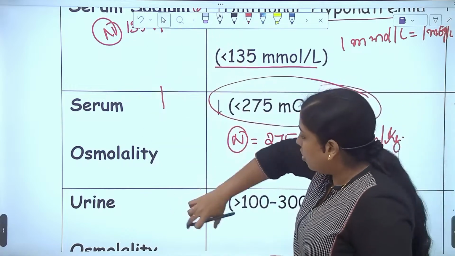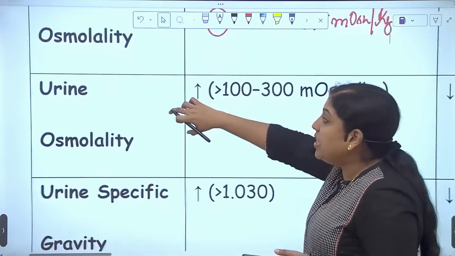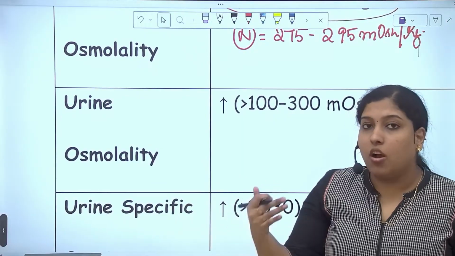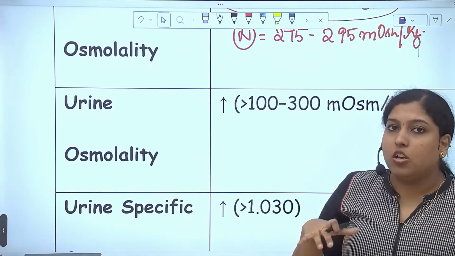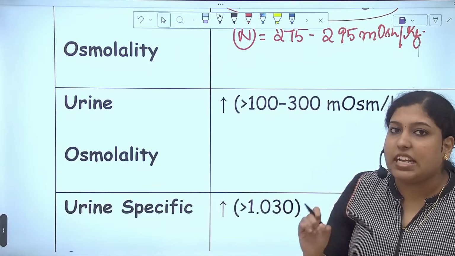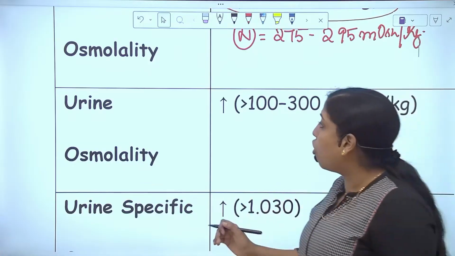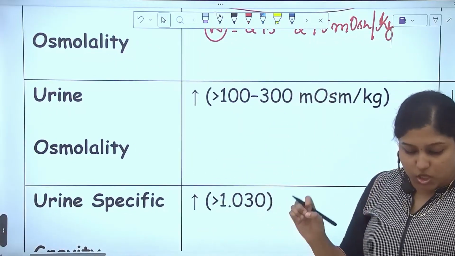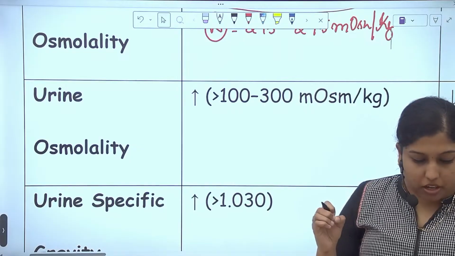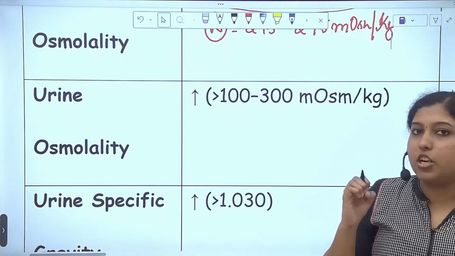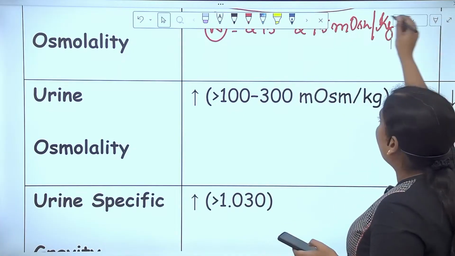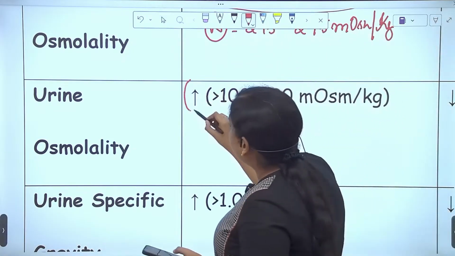Coming back to the urine osmolality, as we discussed, the urine output is reduced because more water is retained in the body. So urine will be scanty and very less. What will be the finding? If the urine is very concentrated, there will be increased urine osmolality.